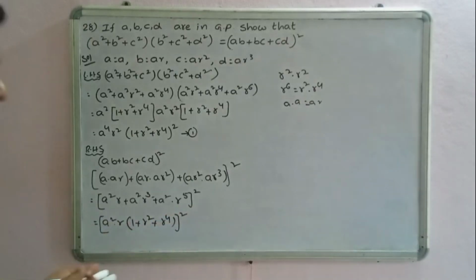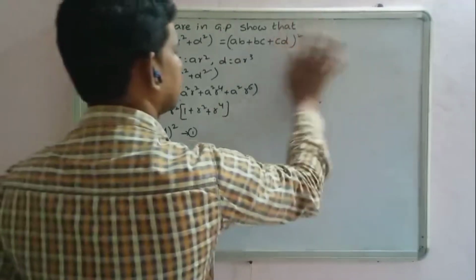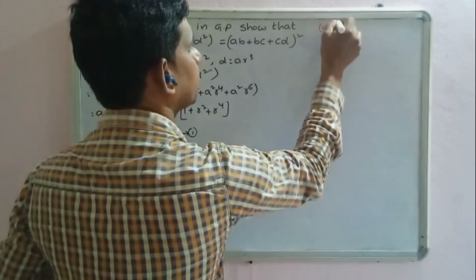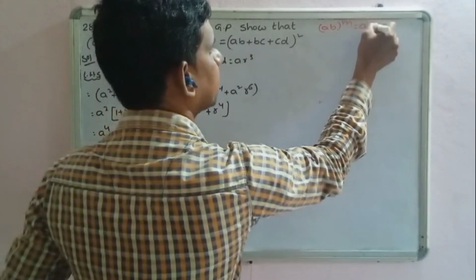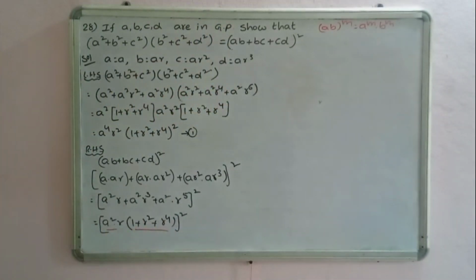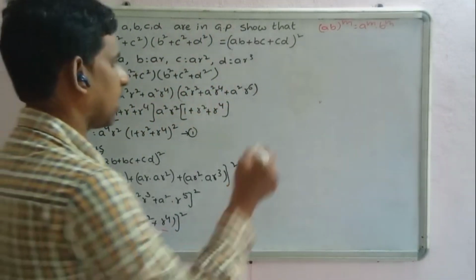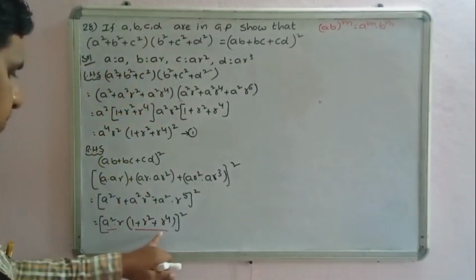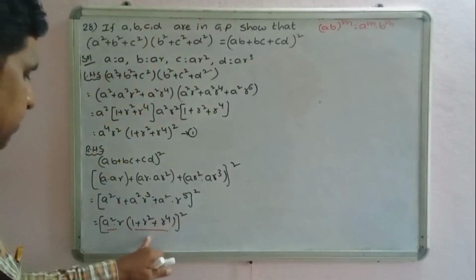Now, see (ab) whole power m. What is the formula for (ab) whole power m? (ab) whole power m equals a power m times b power m. See this one, this is a, b. (ab) whole power m, that means (a square r) whole square. This is a, b. (ab) whole power m, a power m, b power m.